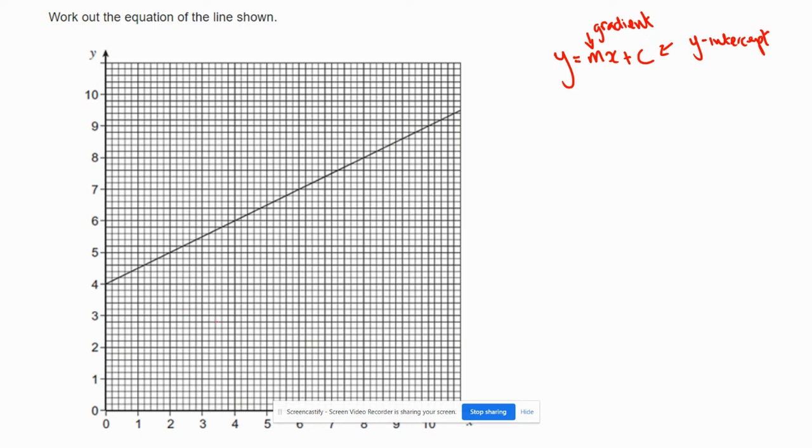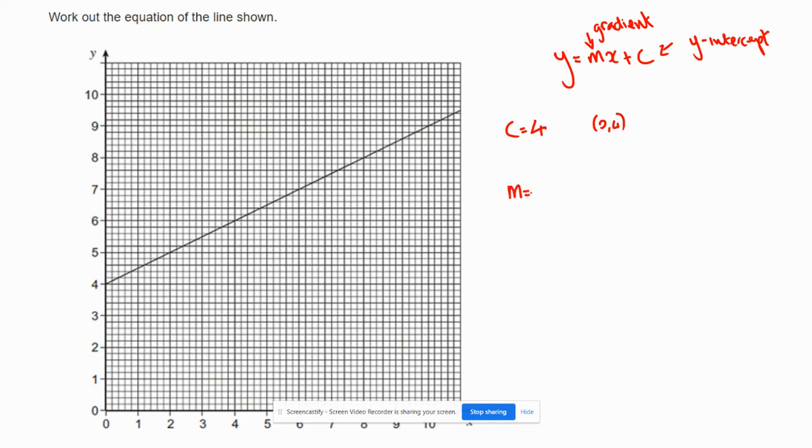The y-intercept is always the easiest thing to read off if you've got the line. So make it clear to the examiner straight away that you can recognize that the y-intercept is 4, as it intersects the axis at the point (0, 4). So we've got the y-intercept where the line hits the y-axis already.